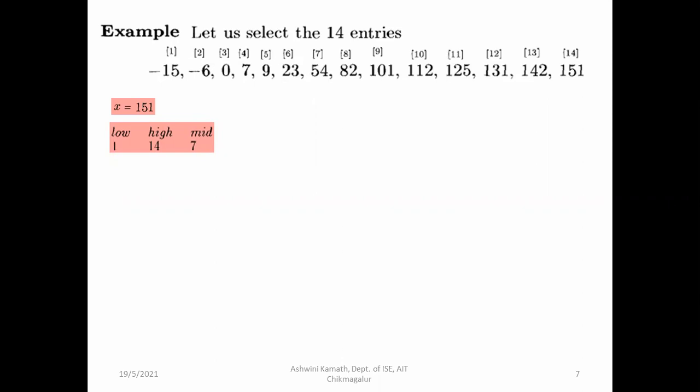54 is not equal to 151, and 151 is greater than 54. So you have to search in the right half of the array. Now the low value will change. Now I have to search from 8 to 14. I hope you are getting the concept.